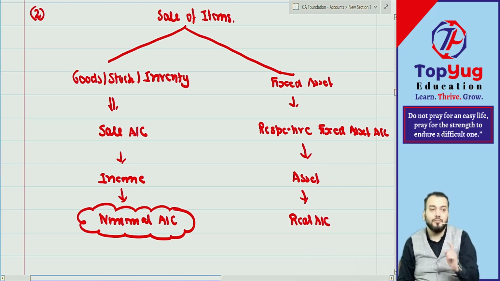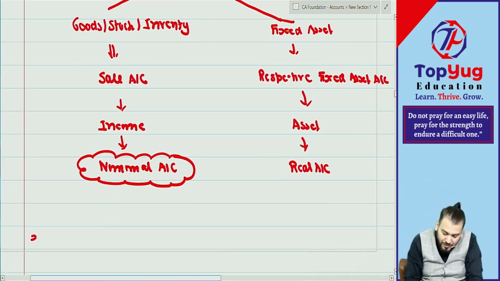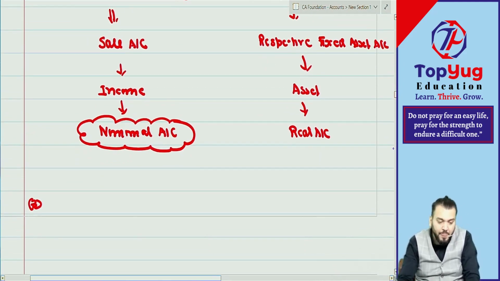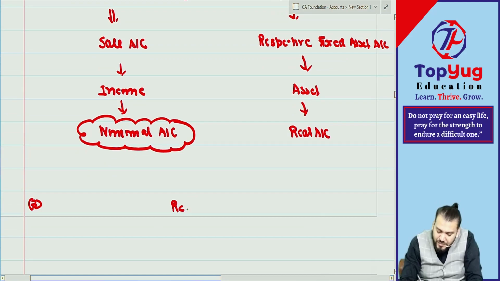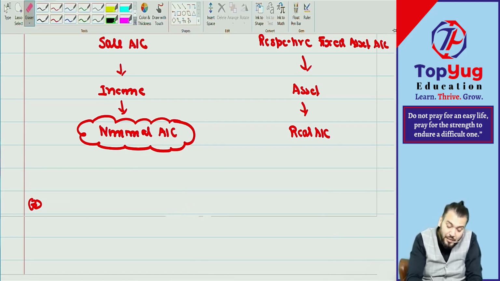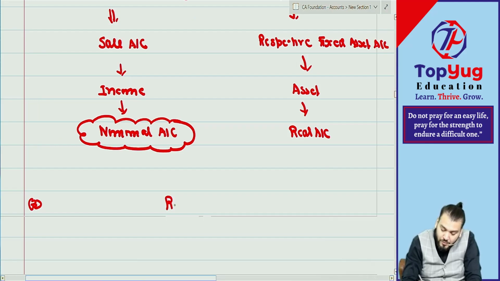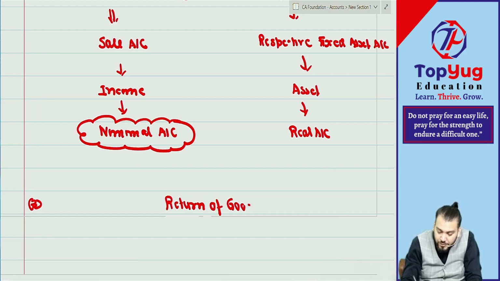Understood? Have you understood this? Correct? I hope you have understood. Then coming to point number 3. Correct? Point number 3. If you have purchased some inventory, it might be returned. So there is one term, return of goods. We are discussing return of goods. Goods are also known as stock or inventory. Return of goods or inventory.